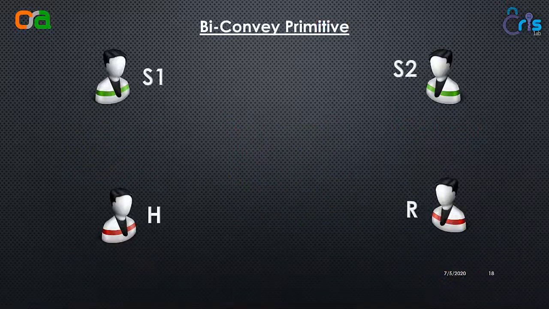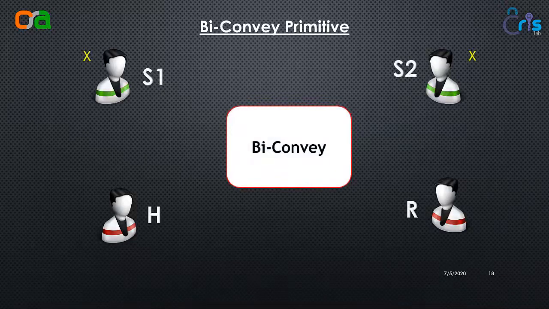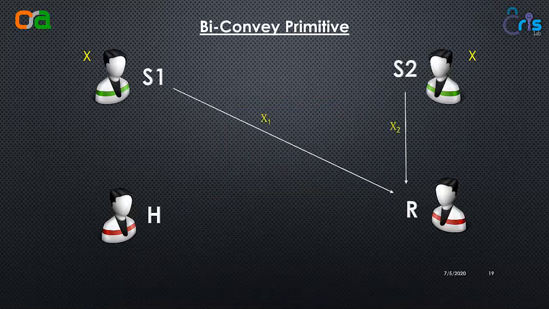So now let's come to our more important primitive, which I call the biconvey primitive. So here there are two senders S1 and S2, a helper H and a receiver R. Both the senders have a common value X. What the biconvey primitive does is, both S1 and S2 feed their copies of X to the biconvey primitive. The helper H acts as the helper, as the name suggests, in the biconvey primitive. And finally, the receiver R receives the correct copy of X.